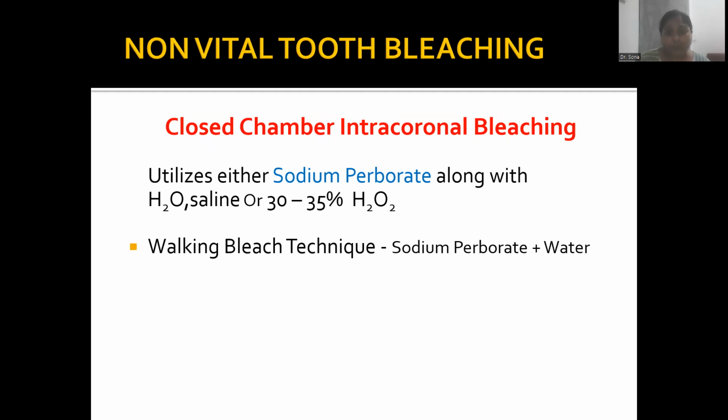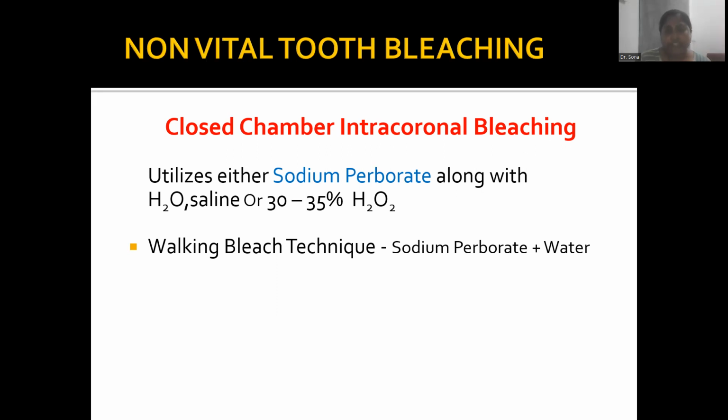That is, in the pulp chamber region, you will be applying the bleaching agent. We'll see it in a schematic picture. This technique can be done as a closed chamber technique or an open chamber technique. Open chamber is one of the modifications of this. We have mainly three bleaching agents: hydrogen peroxide, carbamide peroxide, and sodium perborate. In the in-office intracoronal bleaching, or non-vital bleaching, we will be mainly using sodium perborate because it has a slower and longer period of action.